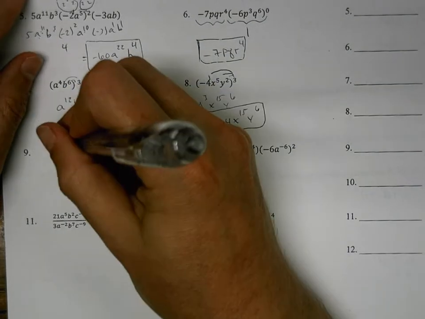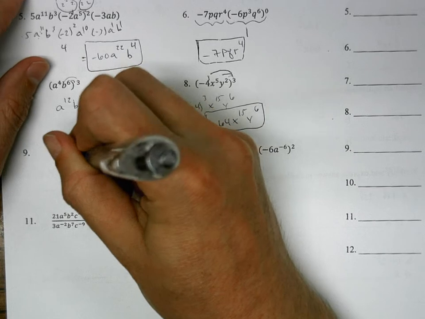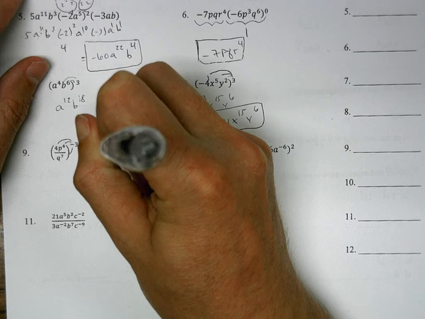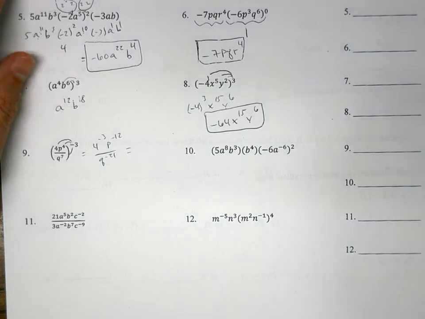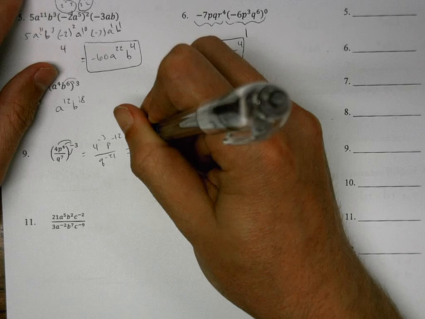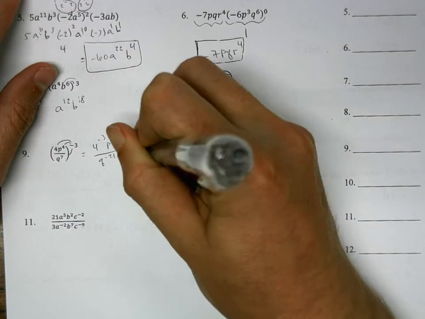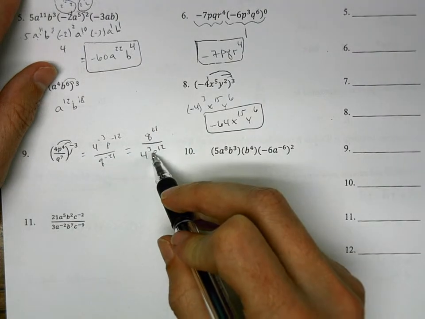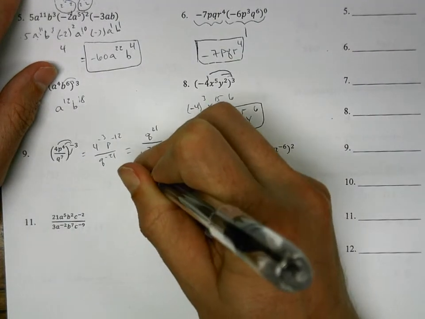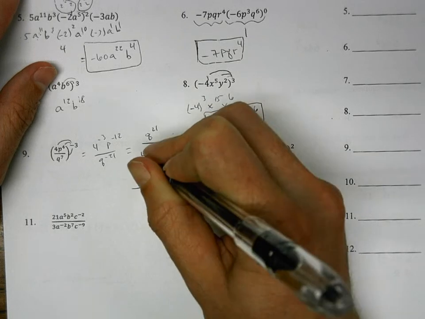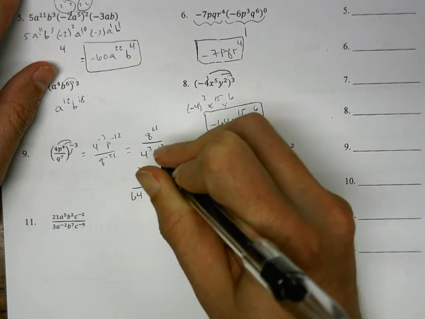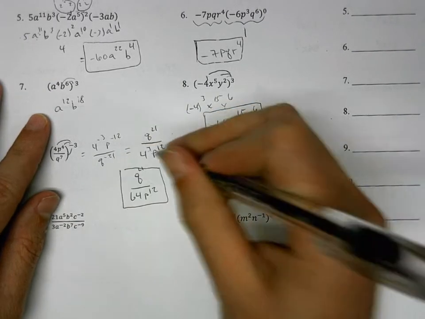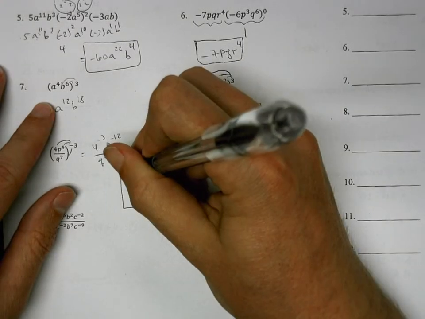Number 9, start off by distributing the negative exponent. So this is 4 to the negative 3, p to the negative 12 over q to the negative 21. And since the exponents are all negative, they are all going to move. So this is going to be q to the 21 on top over 4 to the 3rd, p to the 12th on bottom. But you can evaluate 4 to the 3rd power. So this is q to the 21 over 4 to the 3rd power is 64, p to the 12th power remains. And that should be 21.